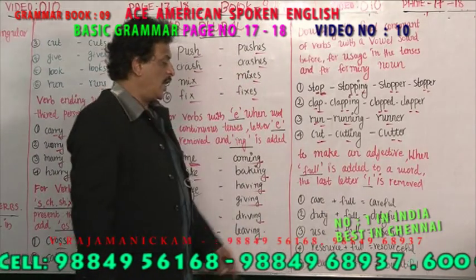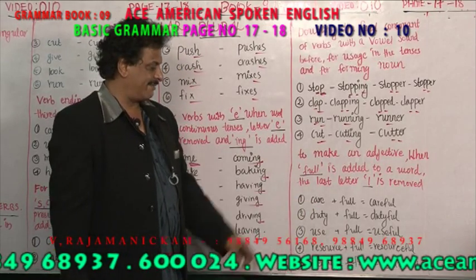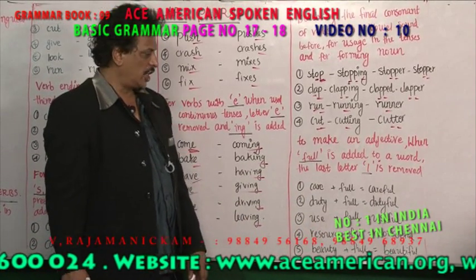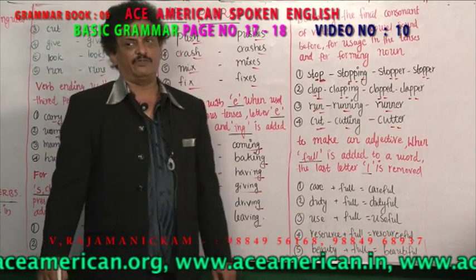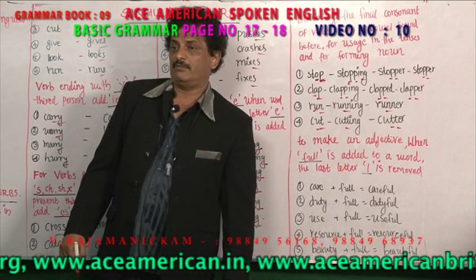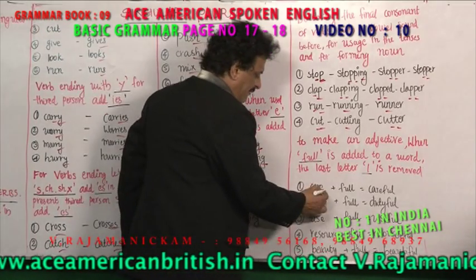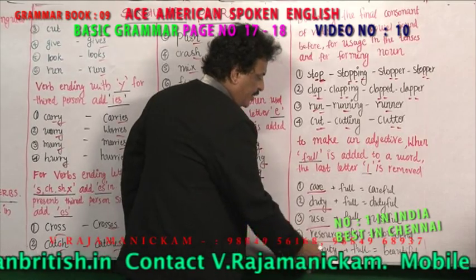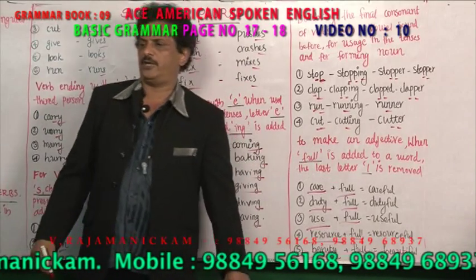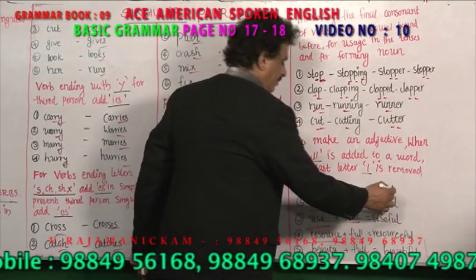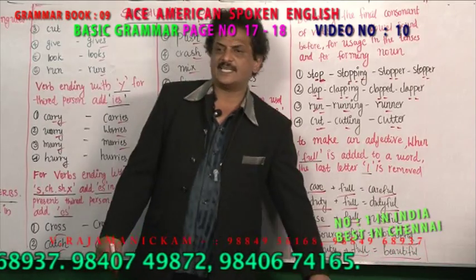To make an adjective, when full is added to a word, the last letter L is removed. Right? Care, full. When it joins, what happens? To make an adjective, when full is added to a word, beauty, when you add F-U-L-L, then what happened? Only one L should be there, not two L's. So, with the words care, duty, use, resource, beauty, when you use full, to come into an adjective, only one L should be there. Careful, dutiful, useful, resourceful, beautiful. So, the word ending with F-U-L is an adjective.